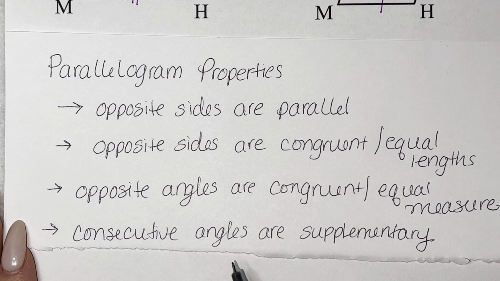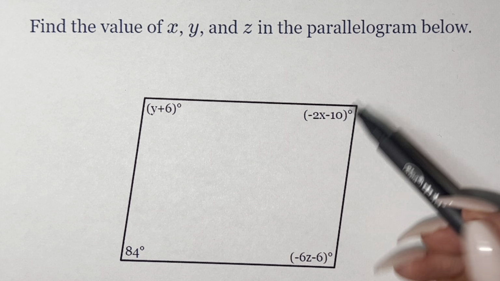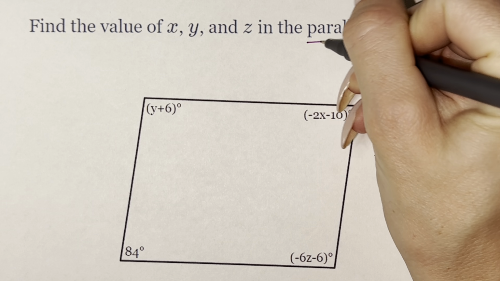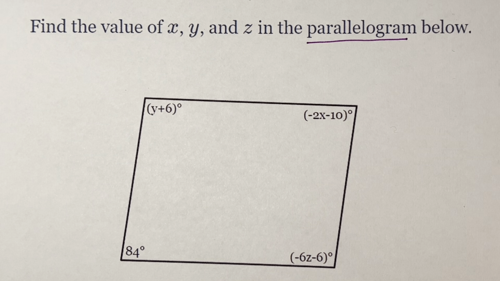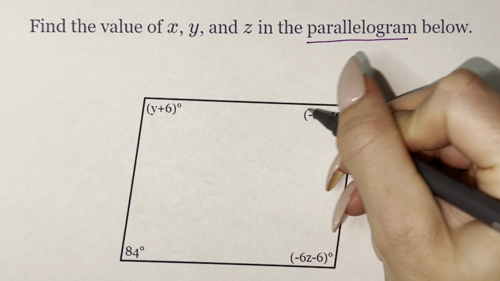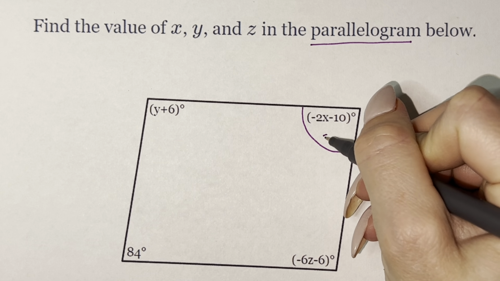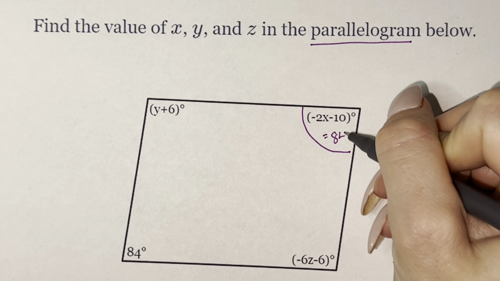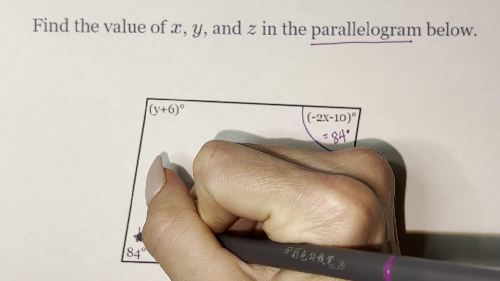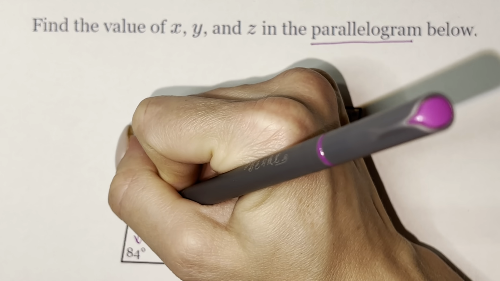So in this first example, they ask us to find the value of x, y, and z, and they call this shape a parallelogram. Now it's important that they call it a parallelogram because that tells us some things about the angles. It tells us that opposite angles are congruent. So if this angle is 84, then this angle right here is also 84 because those are opposite.